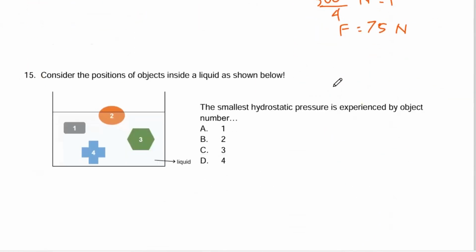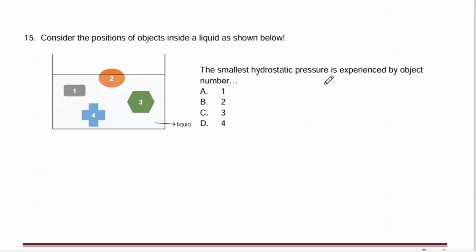Then the next question. You are given the position of an object inside a liquid. You need to find out which number indicates the smallest hydrostatic pressure experienced by the object. We know that the hydrostatic pressure is counted as rho, the density of the liquid, times g times h. But remember, the h is the depth of the water, or maybe a liquid.